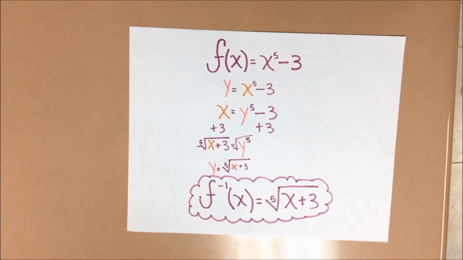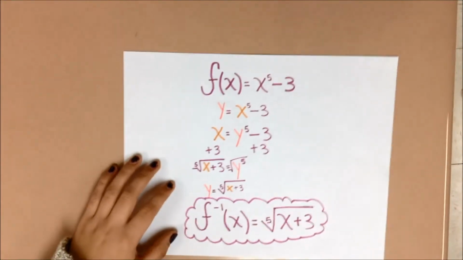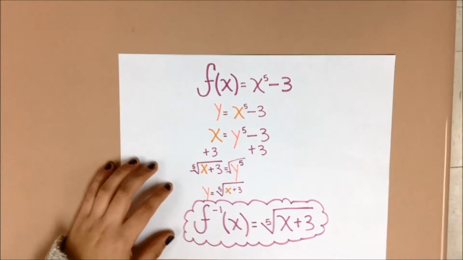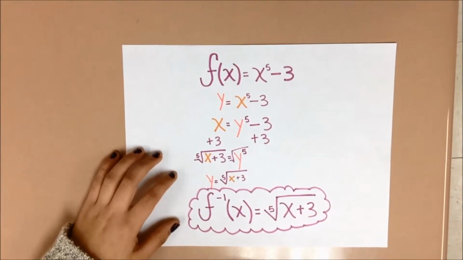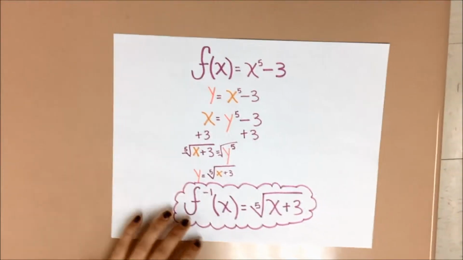To find the inverse of a function, you switch x with y and then solve for y as you normally would. Note that f of x is a different way to say y, and f to the negative 1 power is the inverse.